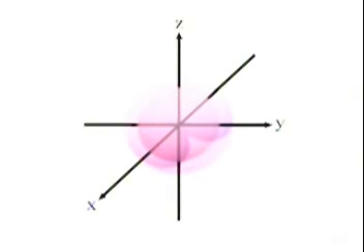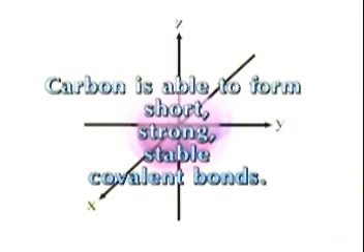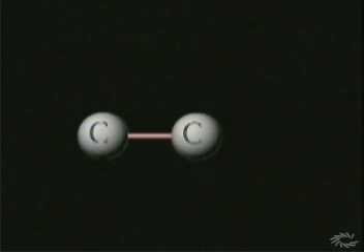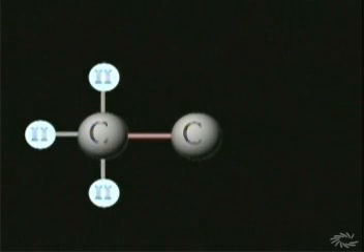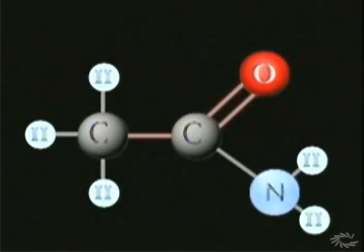Because carbon has only 2 energy levels, and consequently its valence electrons are relatively close to the nucleus, carbon is able to form short, strong, stable covalent bonds. Due to these characteristics, carbon frequently links up with other carbon atoms, as well as other elements like hydrogen, oxygen, and nitrogen, to produce long chains of atoms.